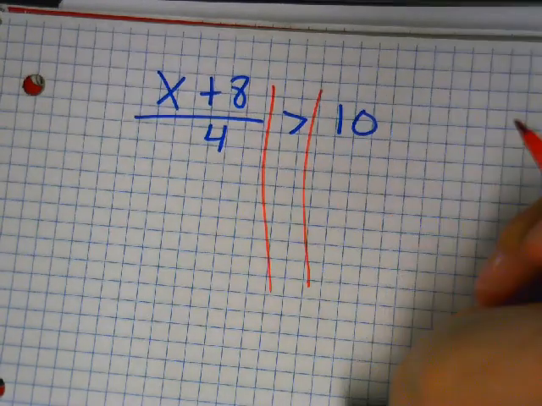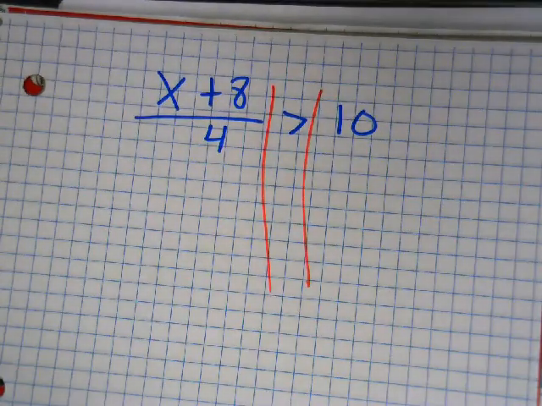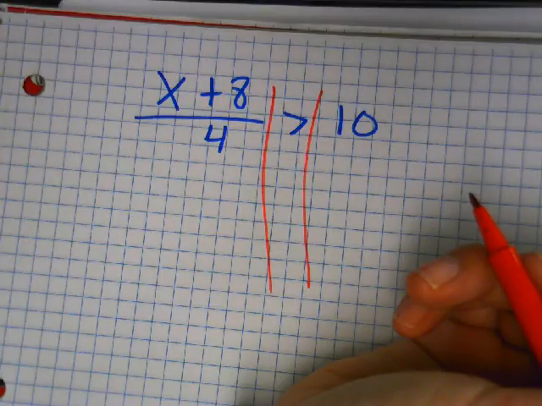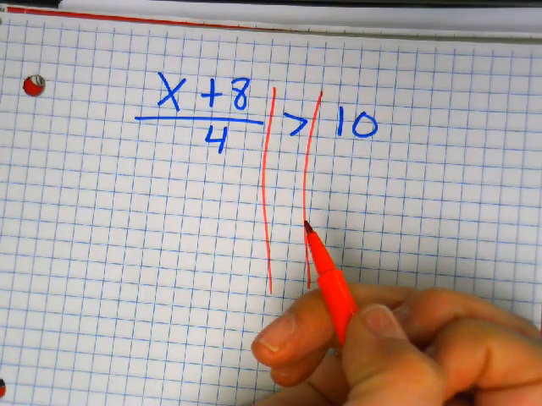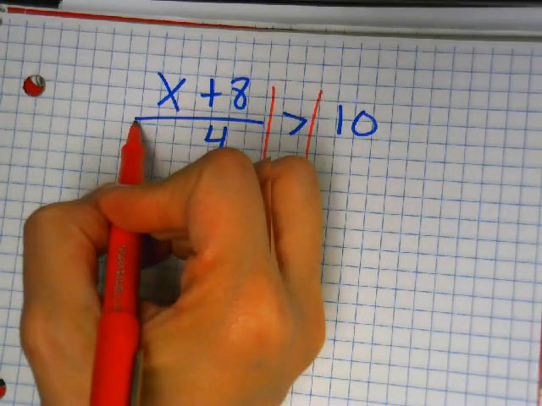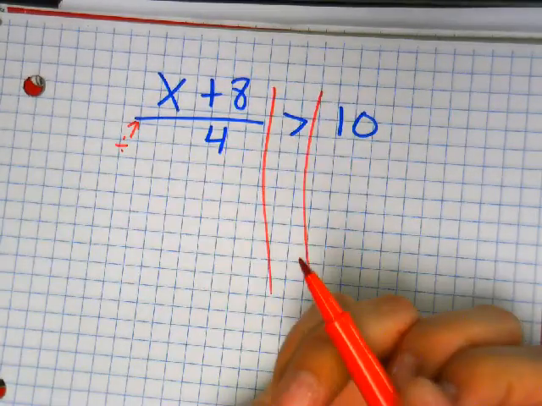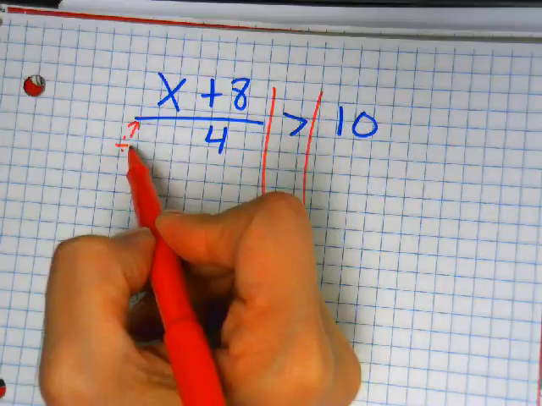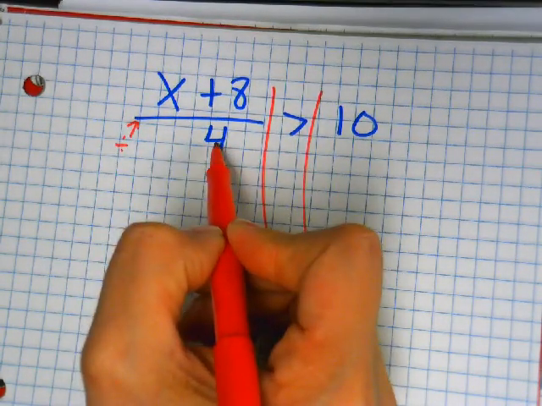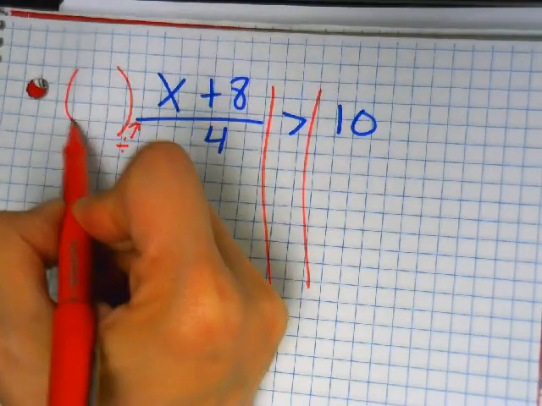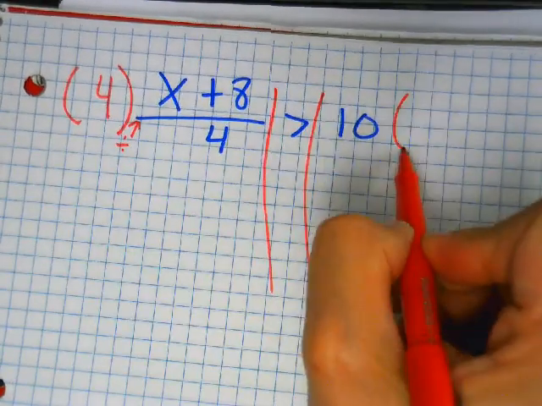How do I move the 4? Is there an addition sign in front of the 4? Nope. This is division. So right here I am dividing by 4. So what is the opposite of divide by 4? Multiply by 4. Multiply by 4.